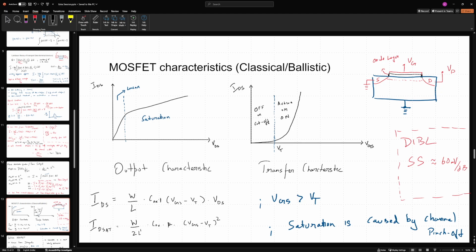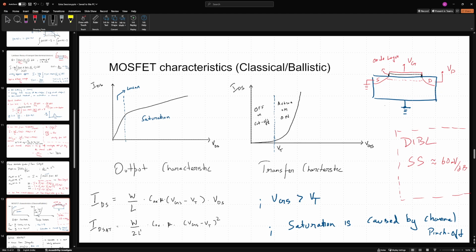in these notes. C ox times mu, because of course I need the mobility. Only then the dimensions will match. So saturation is caused by channel pinch off. Again, this was explained, and the lowest possible value of saturation current was also discussed, and it was shown how this keeps increasing as my drain source voltage keeps increasing.